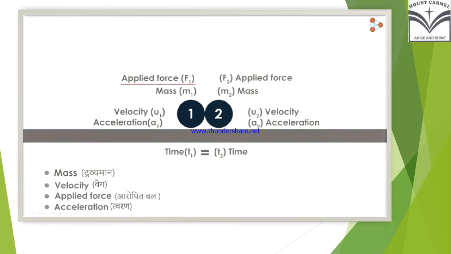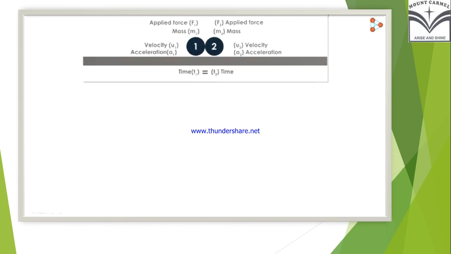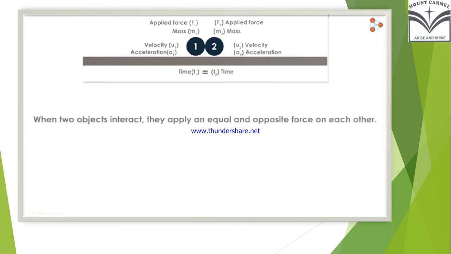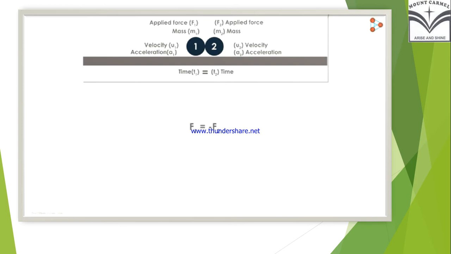Now let us look at how much this applied force is. F1 कितना है और F2 कितना है देखते हैं. We start with Newton's law of motion. When two objects interact, they apply equal and opposite force on each other. तो यहाँ पर collision पर F1 is equal to minus F2, right? The forces applied by the first object on the second and vice versa are equal and opposite in magnitude.